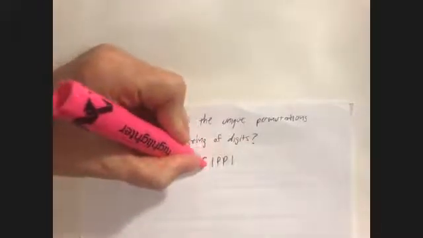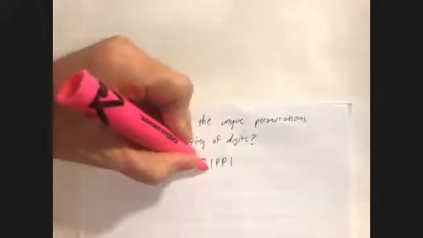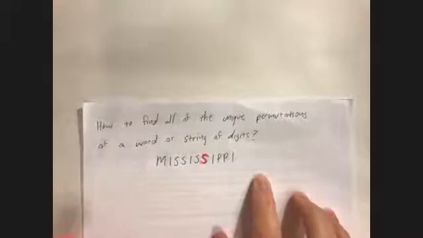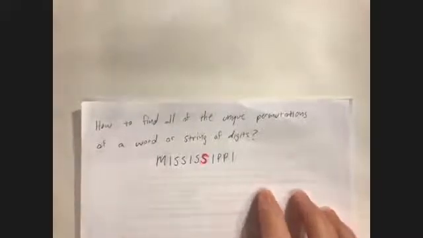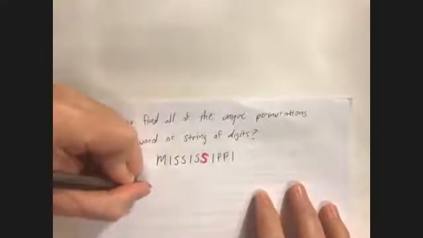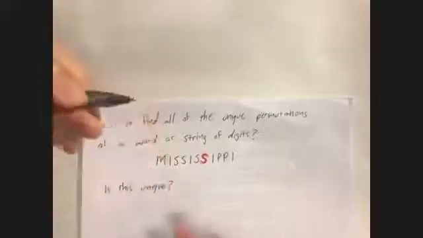Now, what I actually want to do is highlight one of these S's. And I have a point for that. So that one's been highlighted. Maybe I can make it a little larger. My point here is this is an arrangement of the letters in the word Mississippi. Is this unique? All right, so here's what I mean. I'm just going to switch this S and this S.